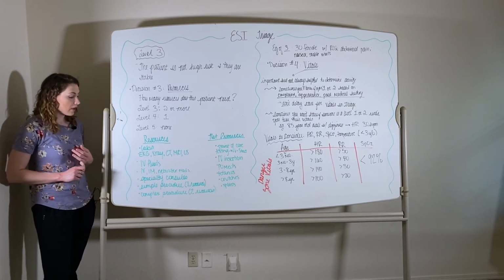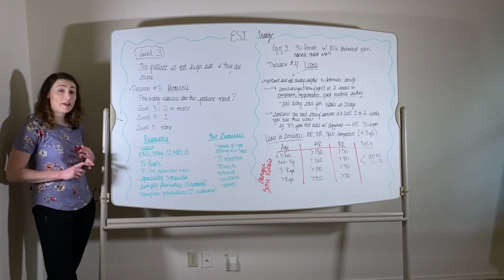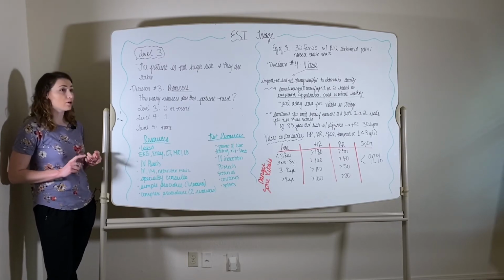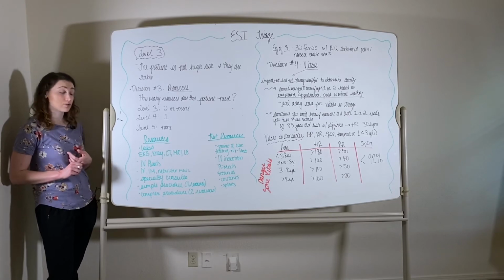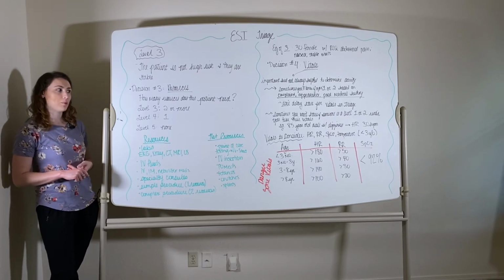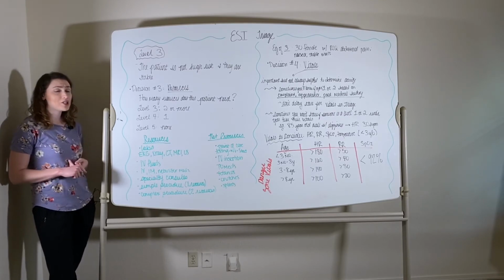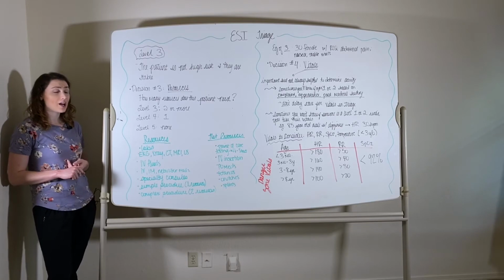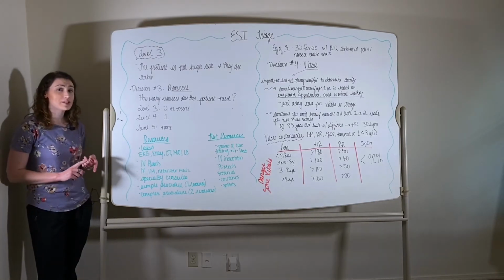Then we can also count IV, IM, and nebulized meds. So your albuterol breathing treatments, those count as resources. Specialty consults are also on the list. So maybe we need a consult for gastro, maybe we need oncology, maybe the patient needs a surgery consult because they need an appendectomy. Next, we include simple procedures.